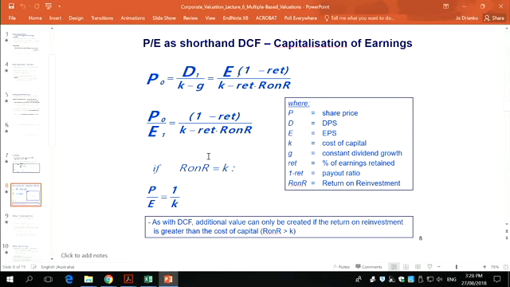And down below, the G can be restated as, and your textbook does this, and it makes sense, it's just very simple, that the G is just the retention ratio times the return on investment, ROIC, or technically it shouldn't be ROIC, it should be RONIC, a return on new invested capital. Yeah. Flip it around again to get the P/E ratio on the left-hand side. All you're left with is 1 minus the retention ratio, so the payout ratio, in other words, divided by K minus the retention ratio times RONIC, return on new invested capital.